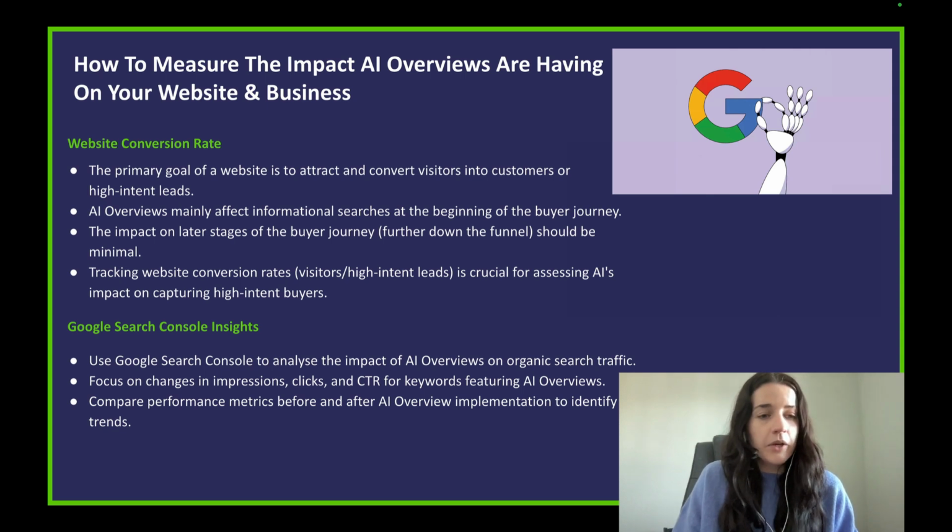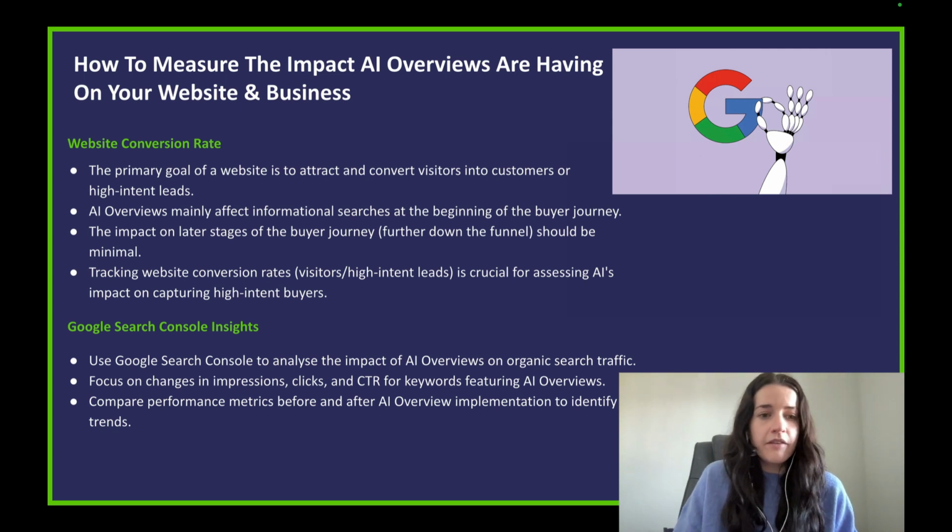So first thing you want to look at is your website conversion rate. Essentially the primary goal of a website is to attract and convert a visitor into a customer or a high intent lead. If they don't purchase something, are they signing up to a newsletter? Are you able to gather that first party data, which is so valuable? And that is essentially what your website is for.